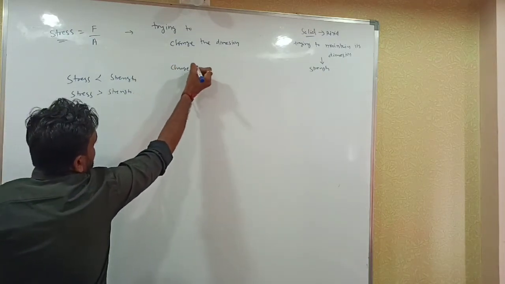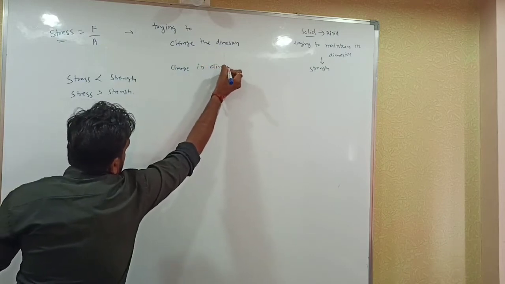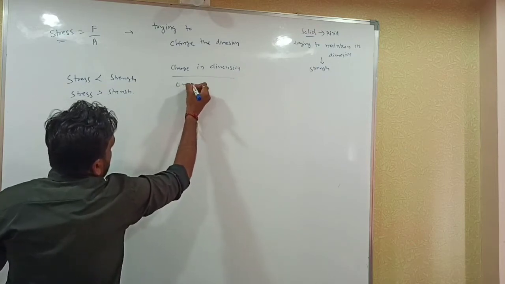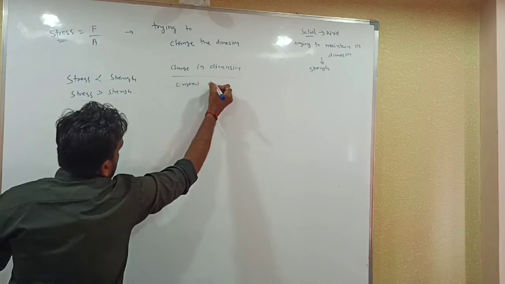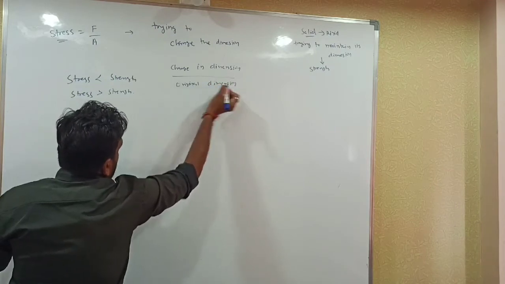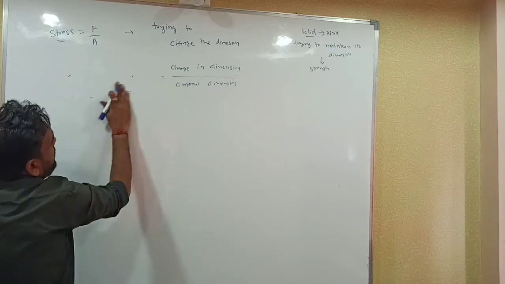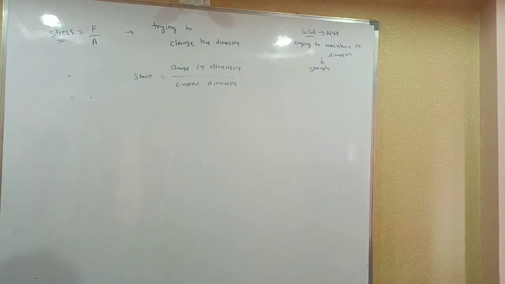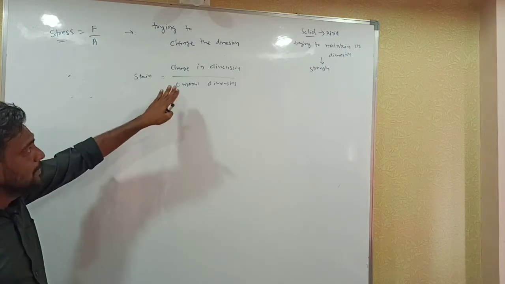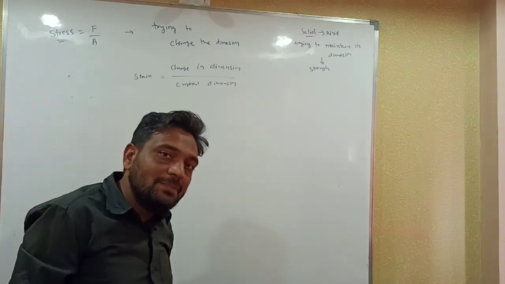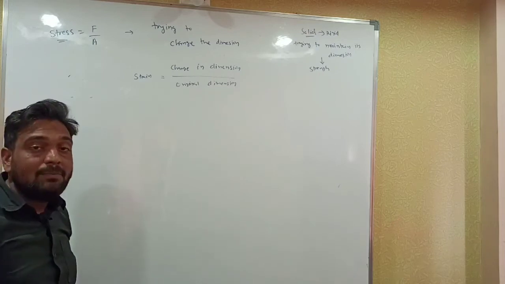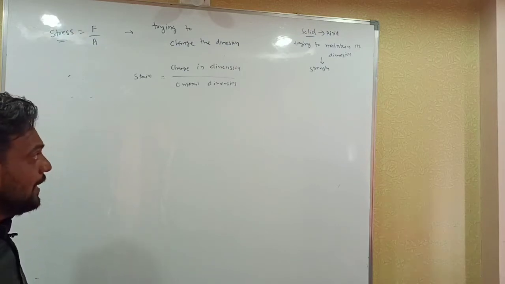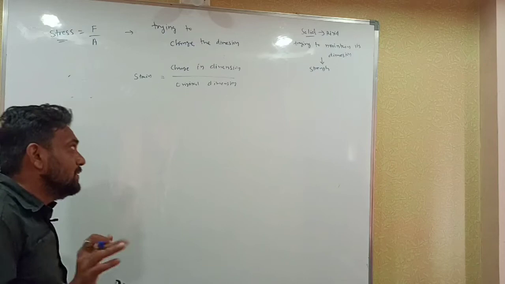change in dimension to the original dimension is known as strain. Okay, I hope you understand it very well. The strain is nothing but change in dimension by original dimension, and it happens when the stress created on the component is greater than its strength, and every material has a different strength.